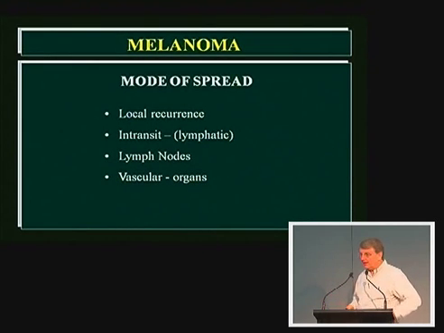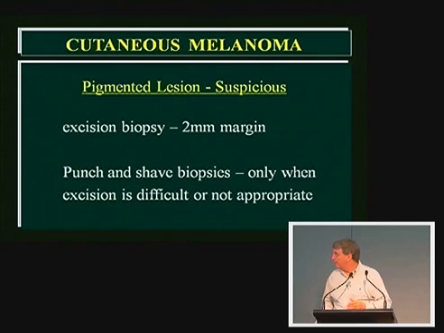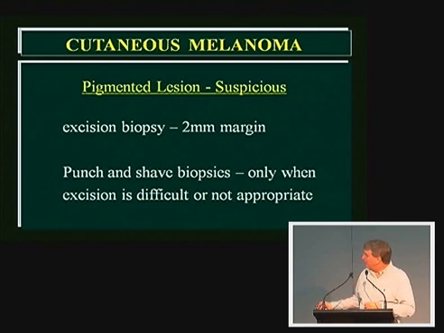It spreads by getting into the lymph channels, and then it can come up as little lumps beside where the primary was, or into the lymph nodes, or it can spread in the bloodstream and it can go to organs. And that's the scary bit. When we see a suspicious lesion, the best treatment is to remove the whole lot. Pathologists love having the whole mole to look at.